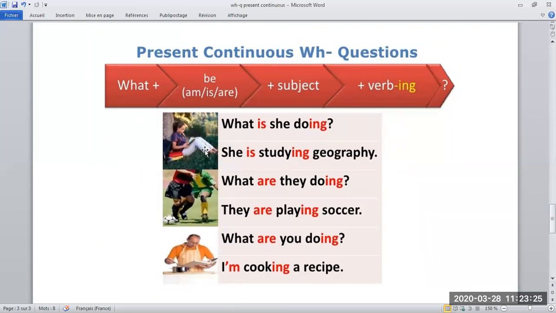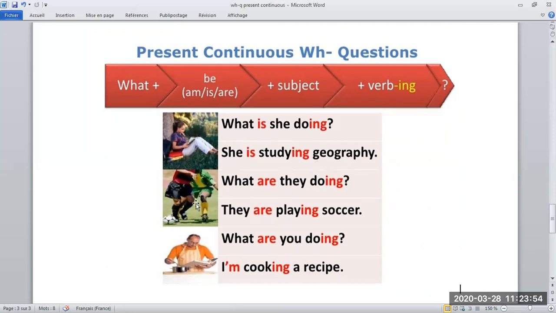Here we have a lady in the garden reading something. So we are going to ask a question. What is she doing? So she is studying geography. She is studying geography. We can say she is reading books. She is studying history. She is studying mathematics.